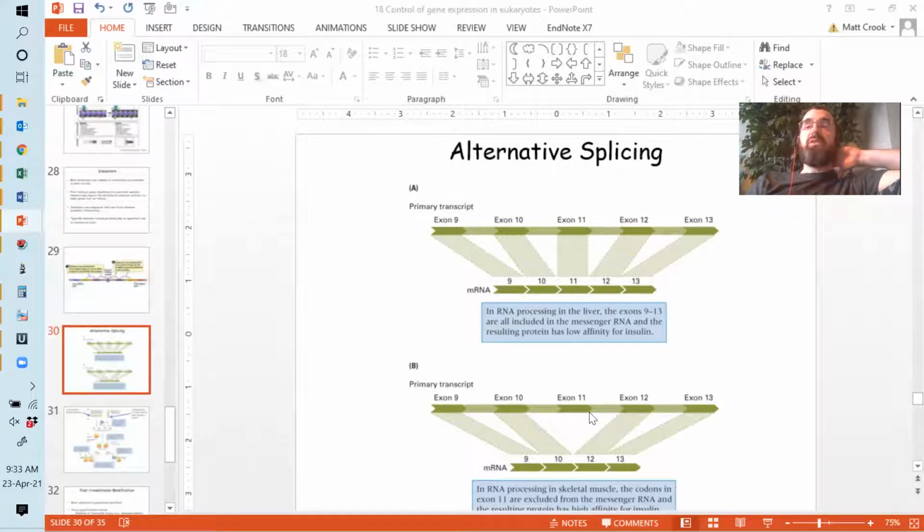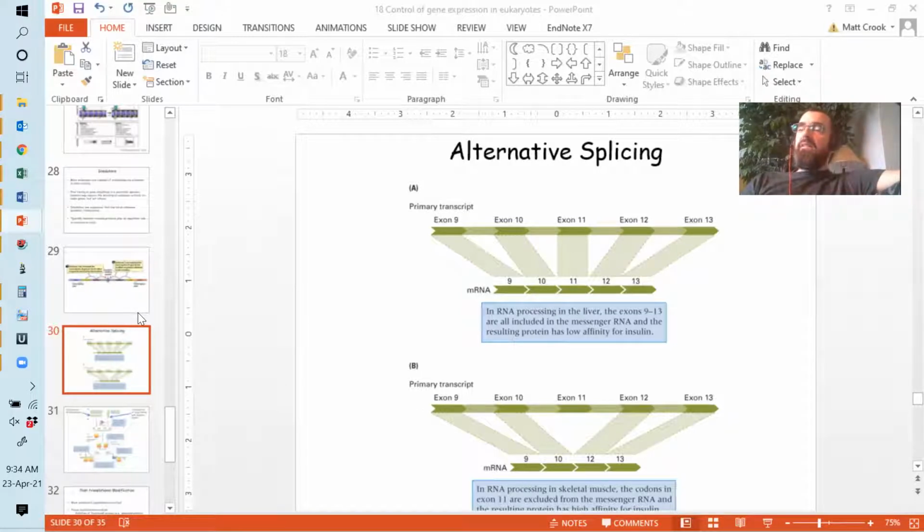So the same information is present in the DNA. That does not change. But from the same information, you can generate two different proteins with different characteristics, which is pretty crazy. So that's one way in which you can change. You can change which promoter is used, as I showed you earlier in that example. But you can also change which part of the transcript is used to generate the protein, all from the same information.